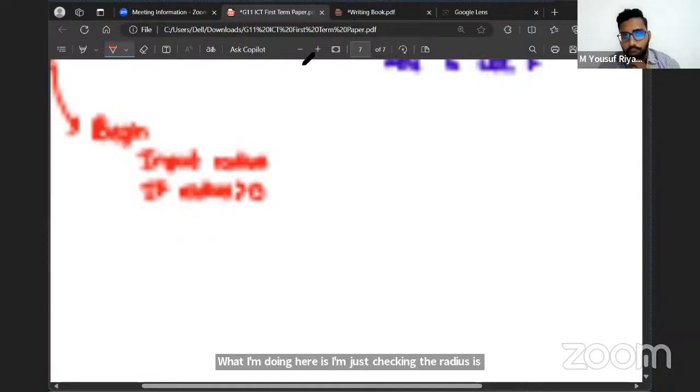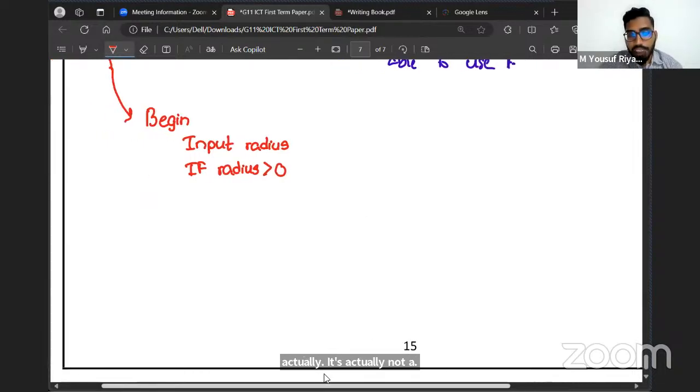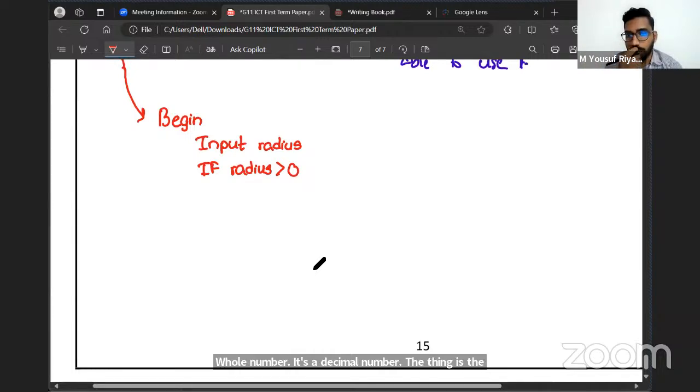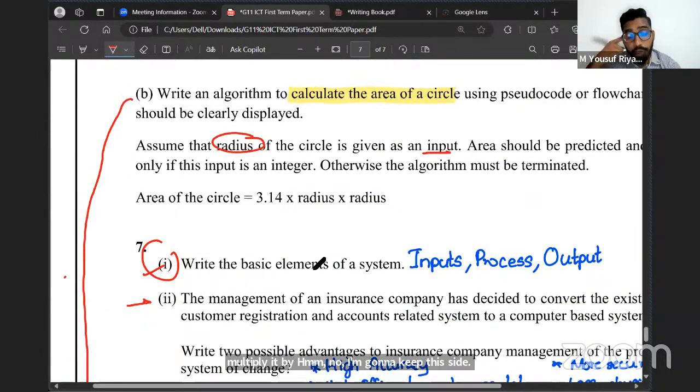But if it is 1.5, good question. So 1.5 is not an integer actually. It's not a whole number. It's a decimal number. The only way you could do it is you could divide that number to find if it's a whole number or not. There are different methods, but the most suitable method is, let's say, you can multiply it by... no, I'm going to keep it aside. But indirectly, here what they're talking about as integers, they are indirectly meaning a number.